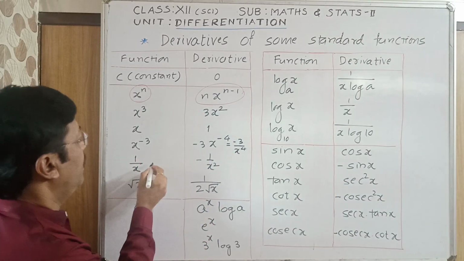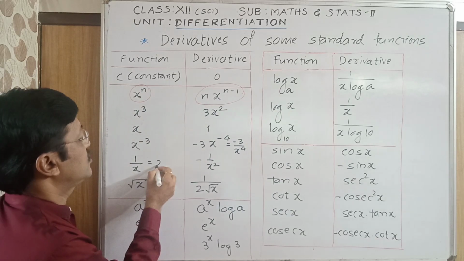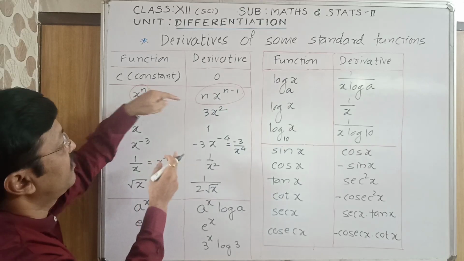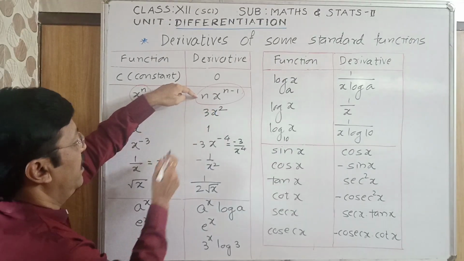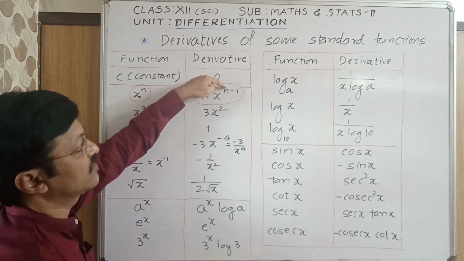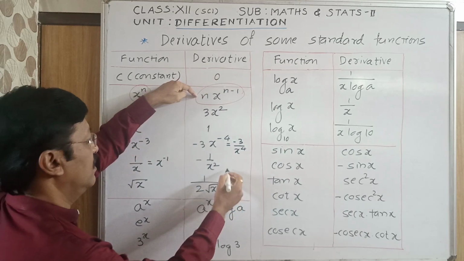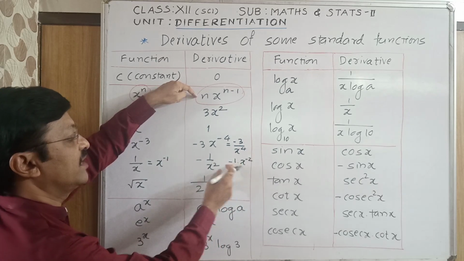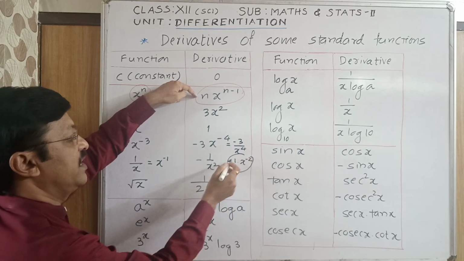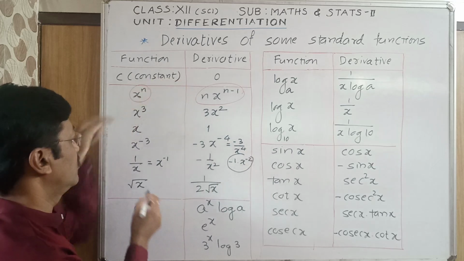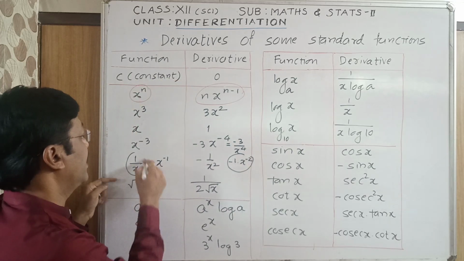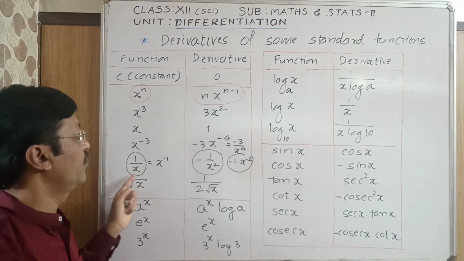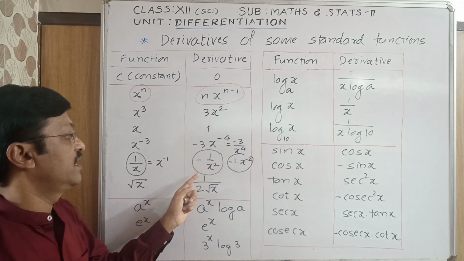Now 1 upon x is actually x raised to minus 1, so it looks like x raised to n. Its derivative is found as minus 1 into x raised to minus 1 minus 1, that is minus 1 into x raised to minus 2, which simplifies to minus 1 upon x raised to 2. So the derivative of 1 upon x should be directly remembered as minus 1 upon x square.